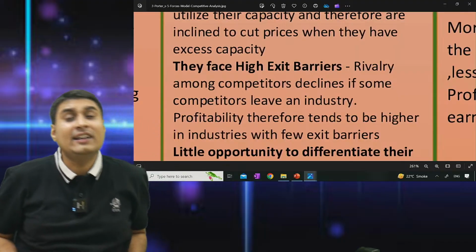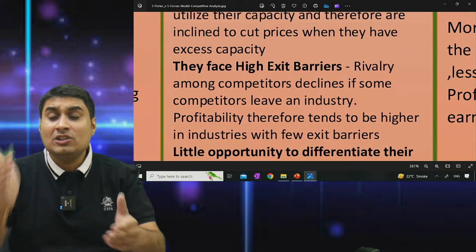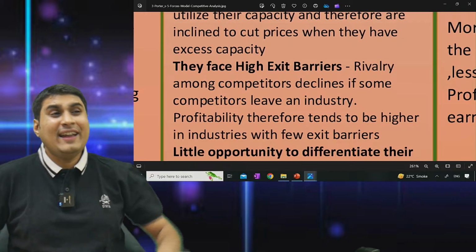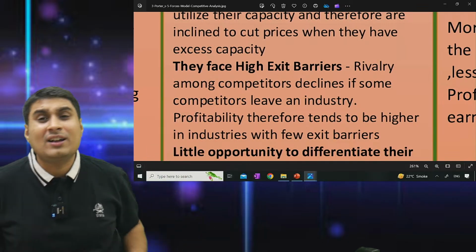Second, there are exit barriers. Exit barrier means you cannot leave the industry. Sir, why can I not leave? I want to leave. Assets are of specialized nature.